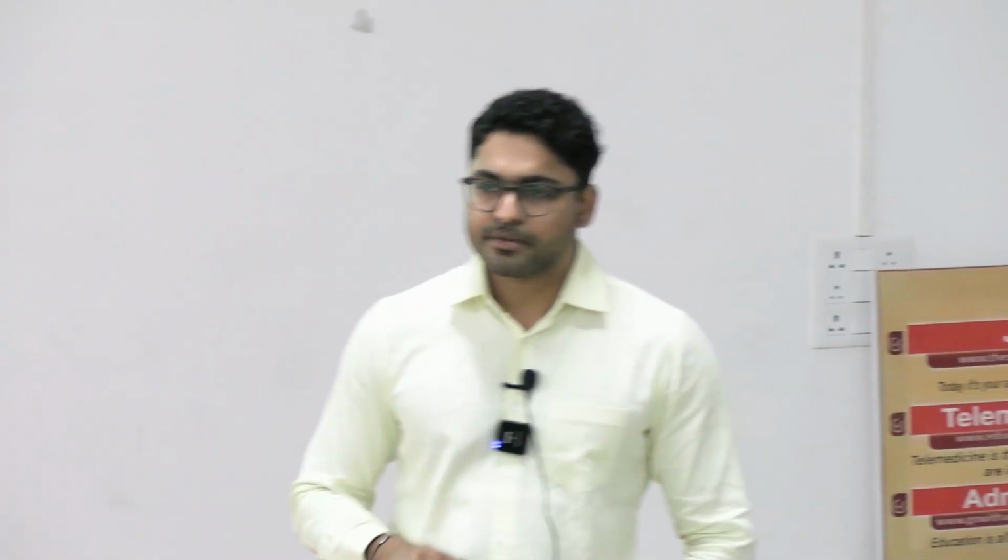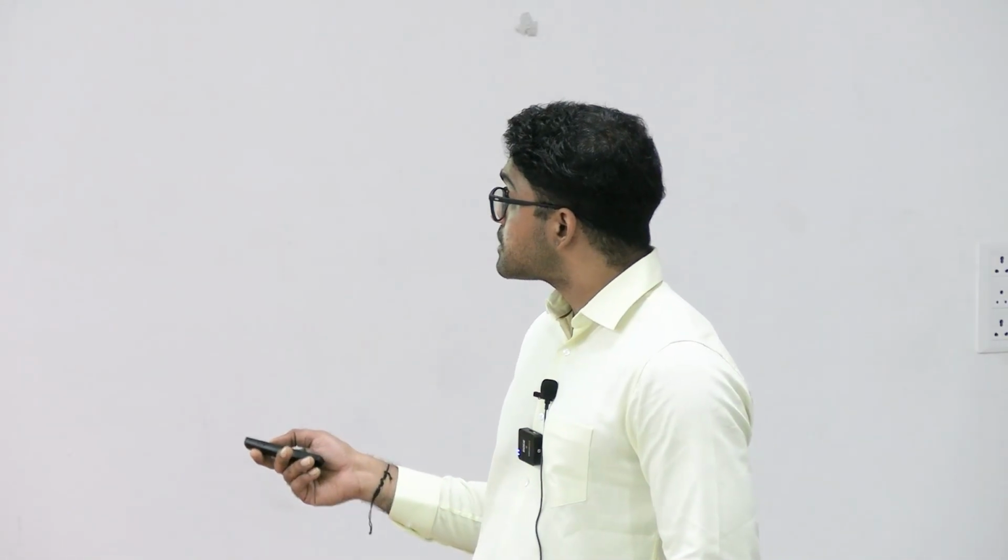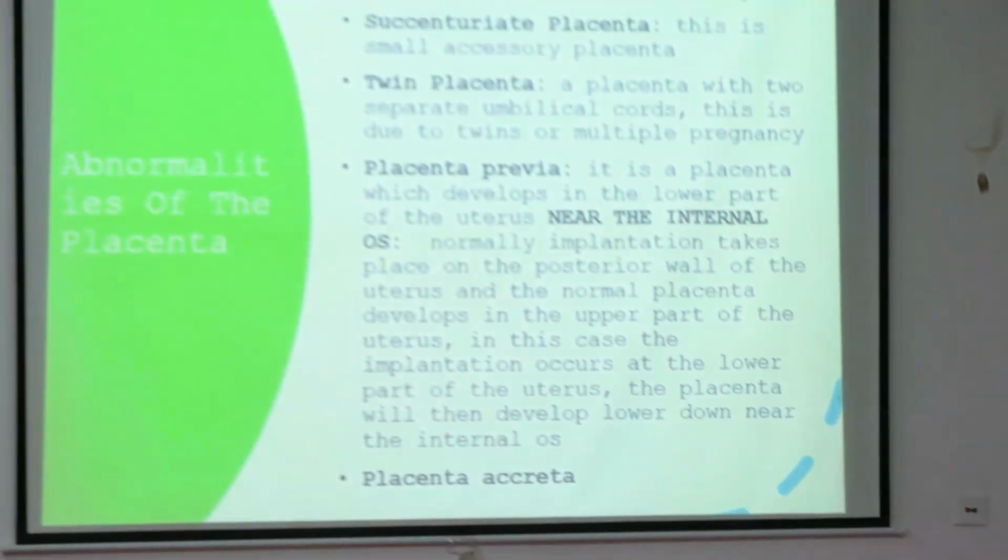Now there are some abnormalities of the placenta. Placenta can be bilobed or trilobed. It has no significance. There is a single umbilical artery. It's just that there are many lobes in it. Succenturiate placenta, there is an accessory lobe here. If we miss that lobe, the mother can have continuous bleeding post delivery. Then there is twin placenta. Twin placenta is seen in twin babies, right?